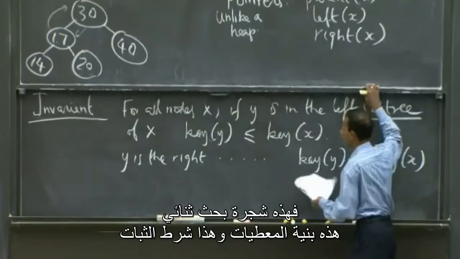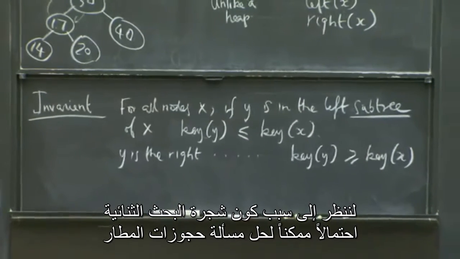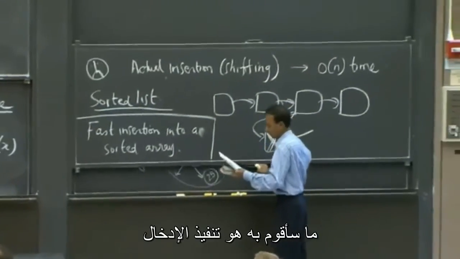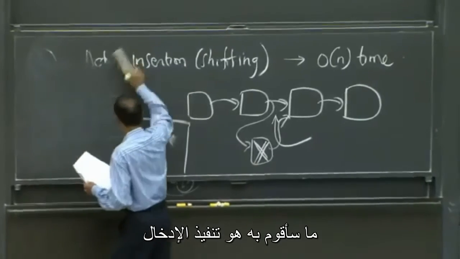That's the data structure. This is the invariant. So let's look at why BSTs are a possibility for solving our runway reservation problem. And what I'll do is I'll do the insert.